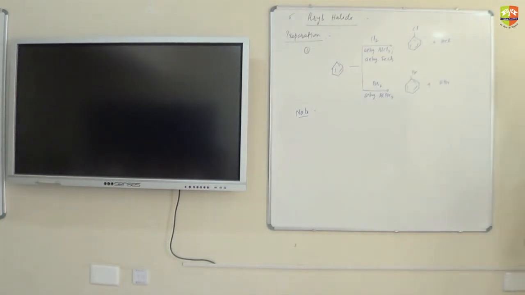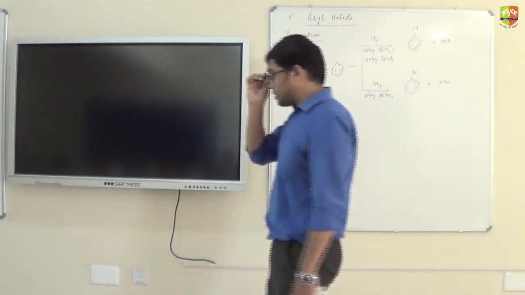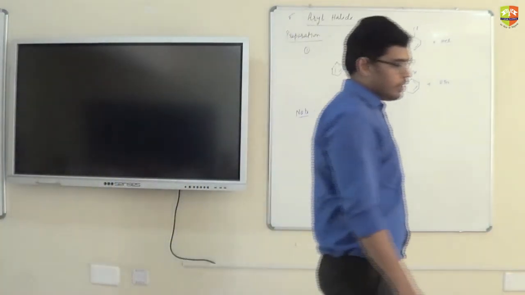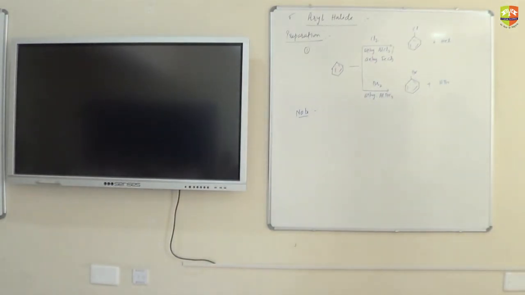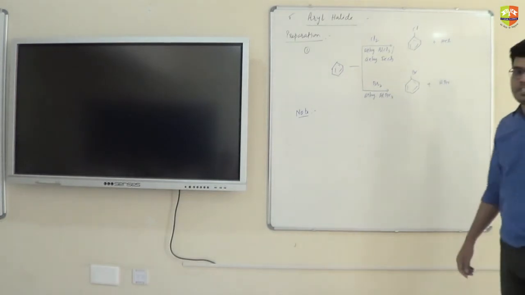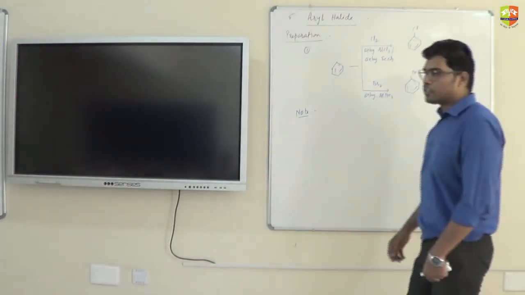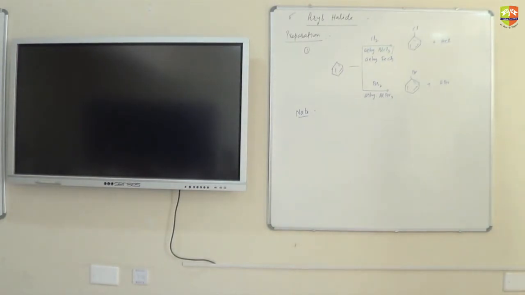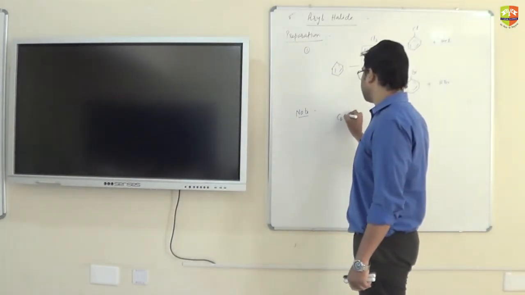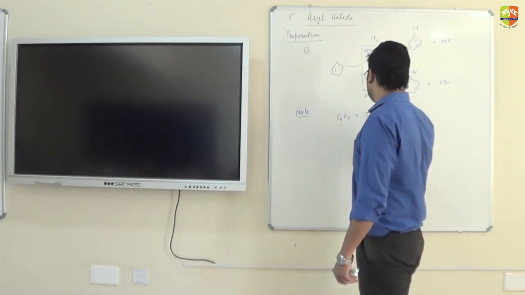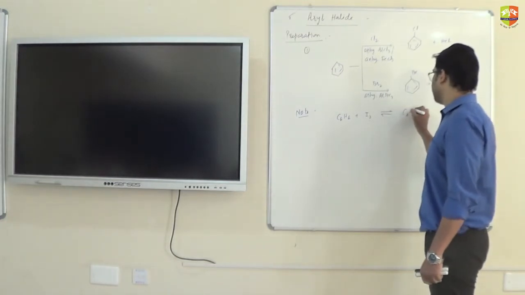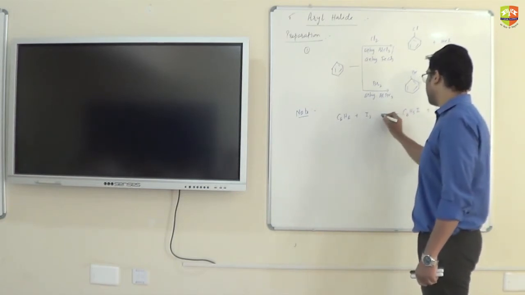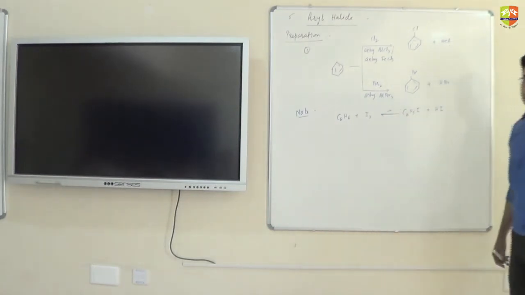That's all. One note right now: direct iodination of the benzene ring is not possible. It's not possible since the reaction is reversible in nature, and it has more tendency to go in the backward direction. For example, you have C6H6 plus I2. This reaction is reversible, giving C6H5I plus HI. And like I said, it has more tendency to go in the backward direction. That's why this reaction is not possible.